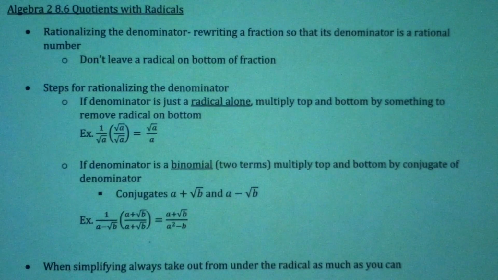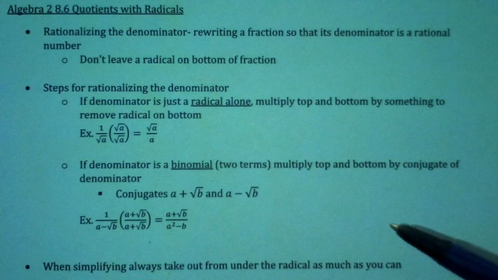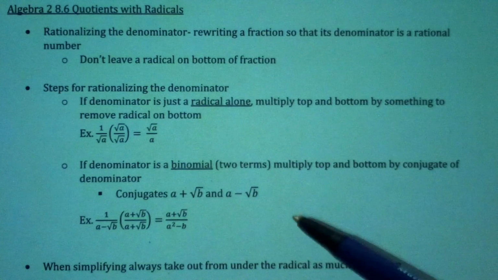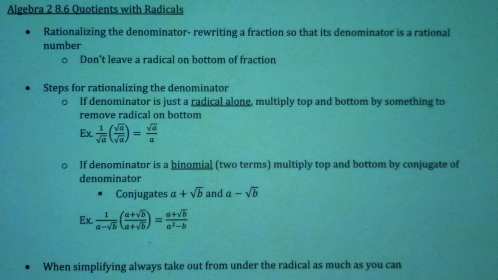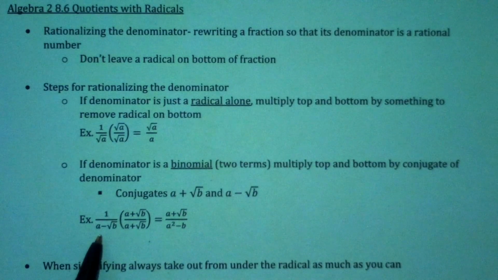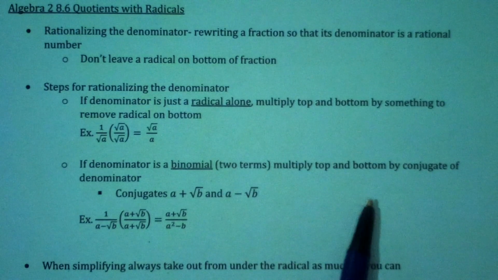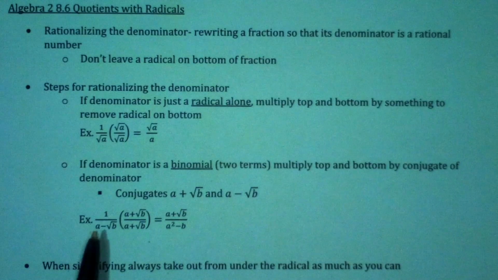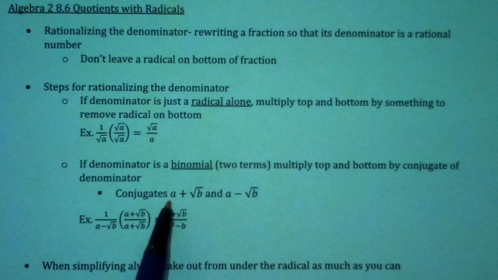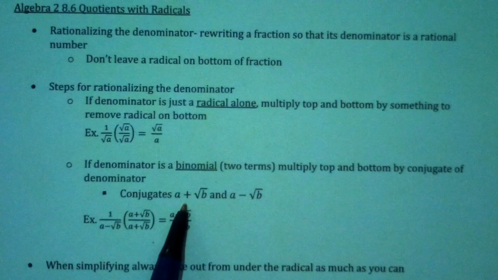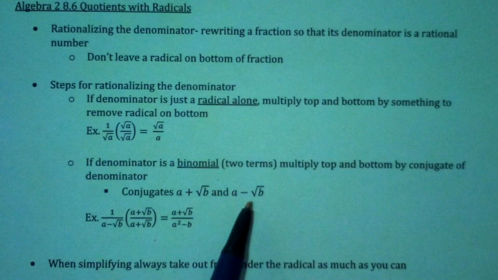It gets a little more confusing when the value you have on the bottom is a binomial. Binomial just means two terms, so something added or subtracted to a square root, something like this. If you have that, you want to multiply the top and the bottom by the conjugate of the denominator. I think we did some with conjugates when we did the i stuff. A conjugate is where we have something like a plus the square root of b. Then we keep the letters exactly the same, but you switch the symbol in the middle. If it was add, you switch it to subtract. If it was subtract, you switch it to add.